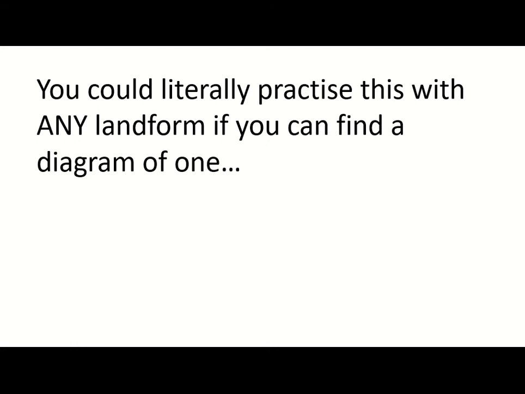So think of waterfalls and gorges, bay and headland, cave, arch, stack, stump. That's all rivers and coasts landforms, floodplains and levees. Try and practice every single one of those, because the chances are that if the exam board are going to use a landform, they will have to do that same type of question.